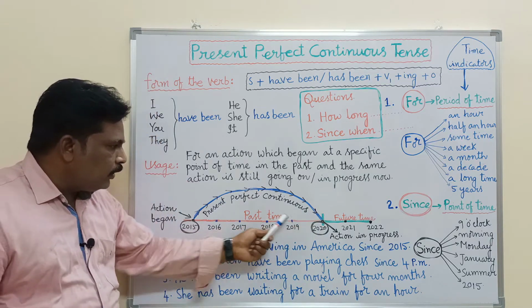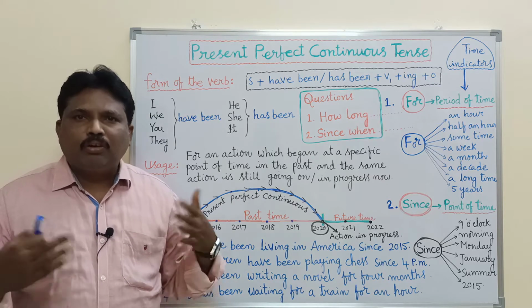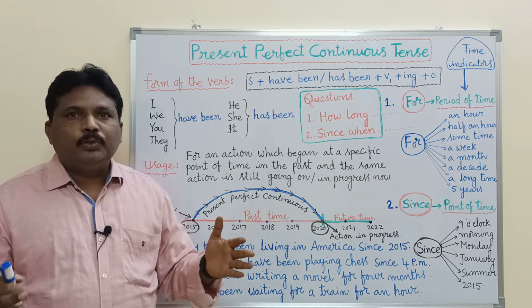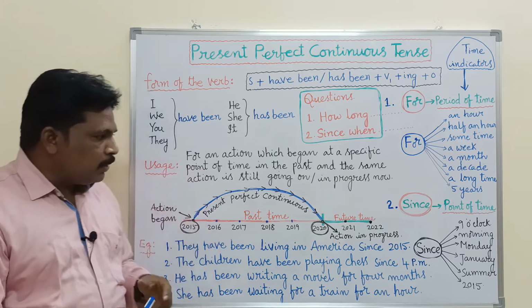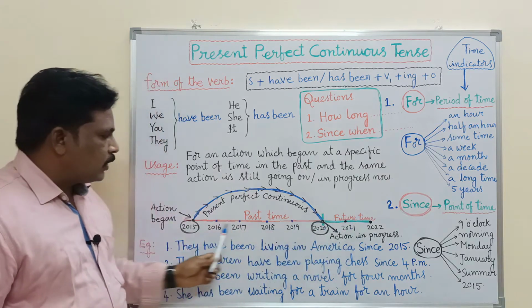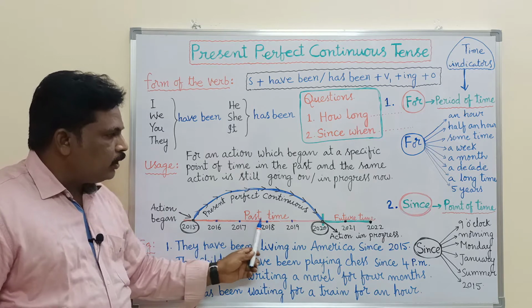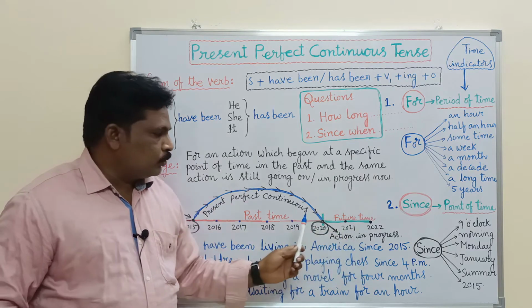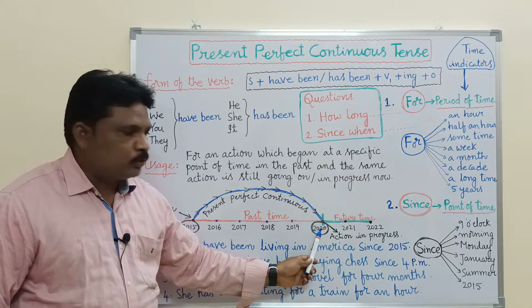I have drawn a diagram here in order to make you understand thoroughly the usage of present perfect continuous tense. Imagine this is the time scale I have drawn. So in this time scale we find past time and future time. This is the present point where we are, that is 2020.